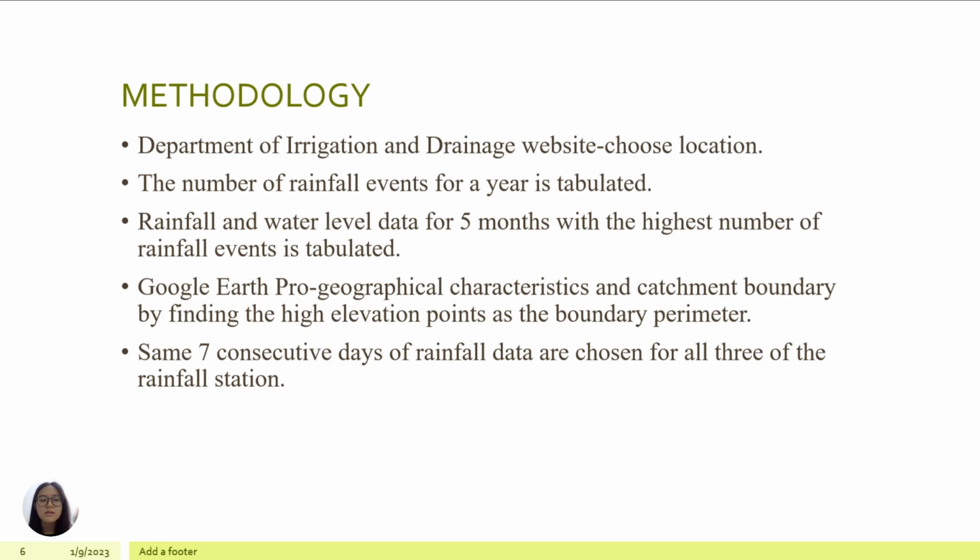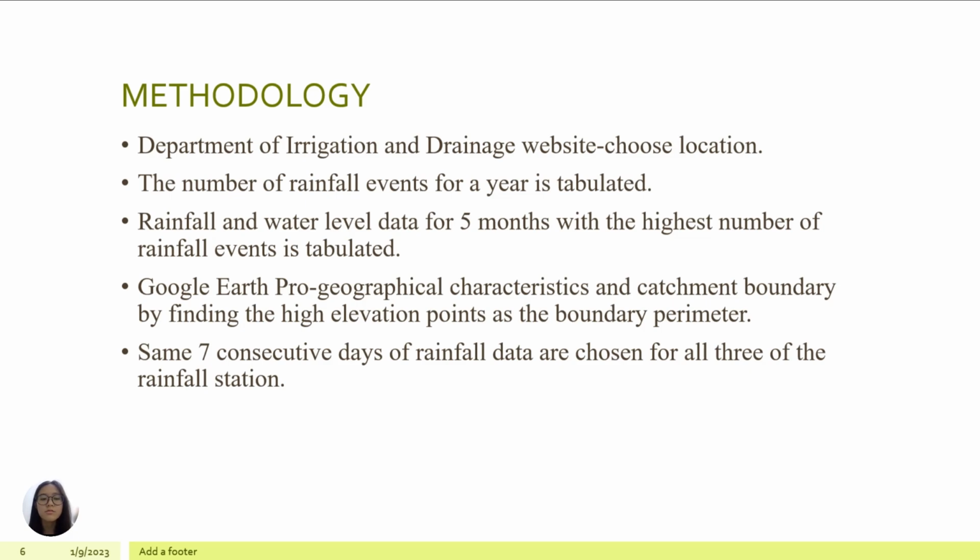First, a location that is common for flood issues, with 3 nearest rainfall stations and 1 water level station of the nearest river, is chosen by using the Department of Irrigation and Drainage website. The number of rainfall events for a year is tabulated for each rainfall station. The 5 months with the highest number of rainfall events are then chosen from the annual data for each rainfall station. The data for rainfall and water level is tabulated.